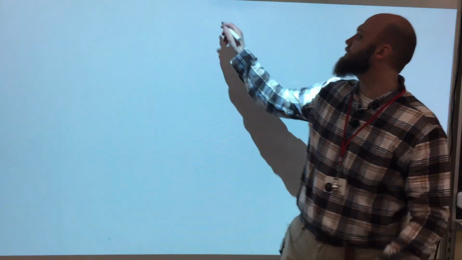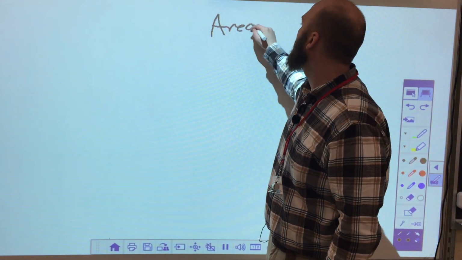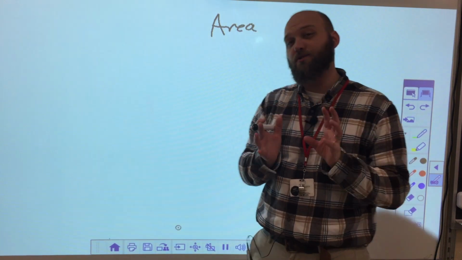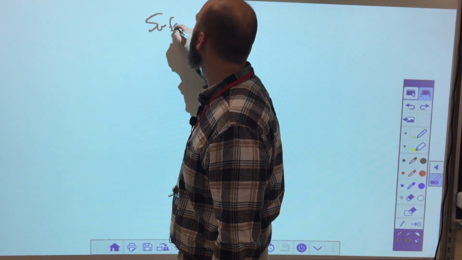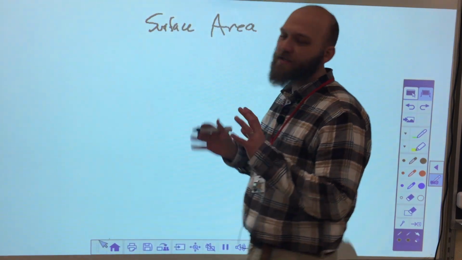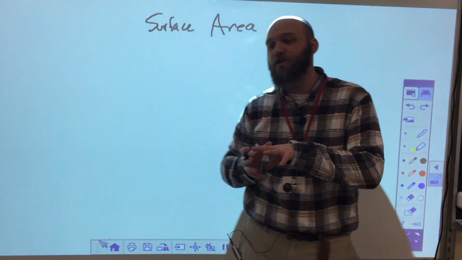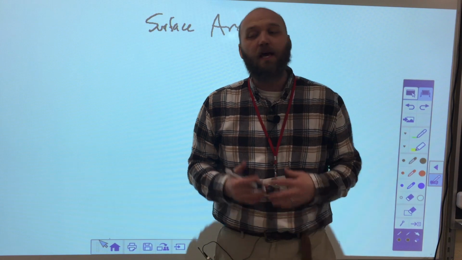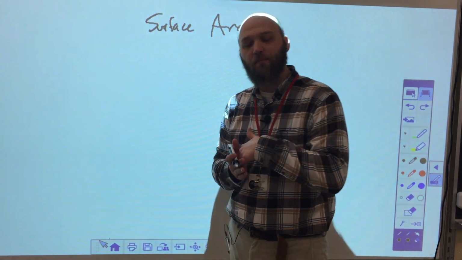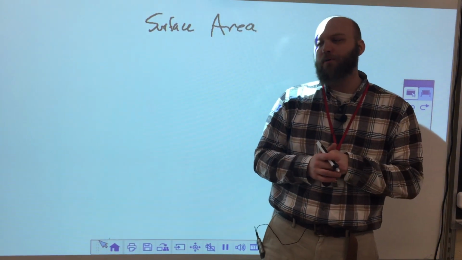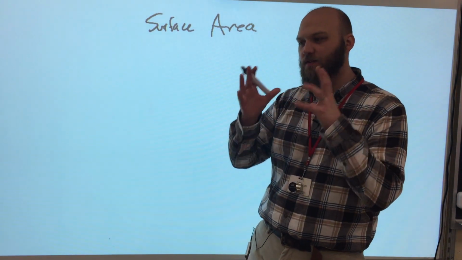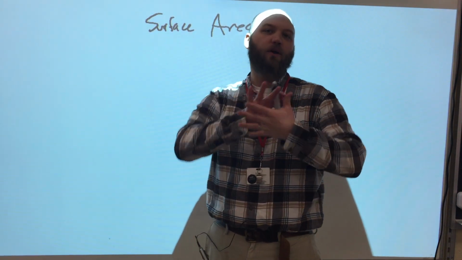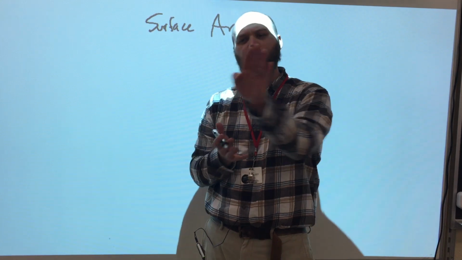So instead of just covering area, and that's the area of a two-dimensional shape, we are going to cover surface area. And the surface area is now taking a two-dimensional shape and we're moving into three dimensions. Eventually what we're going to do is we're going to fill that up, and that's going to be volume. But ultimately what we want to do with surface area is take the shape apart and look at all the surfaces. So it's no longer just one surface, right?